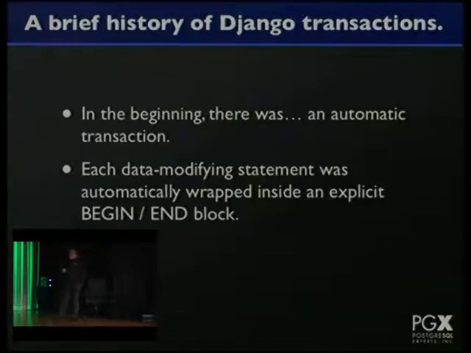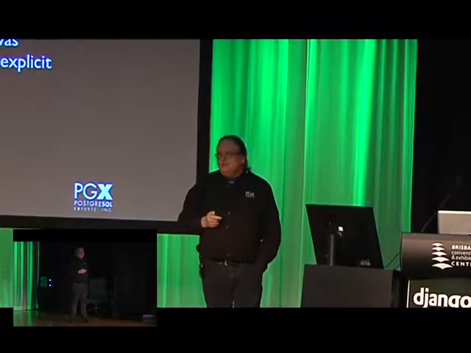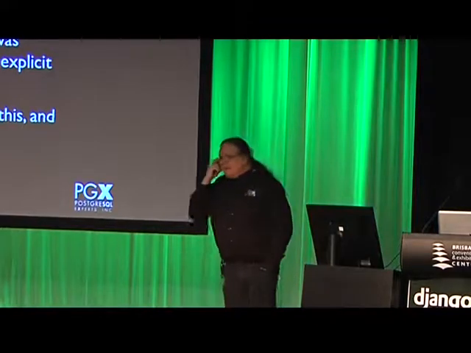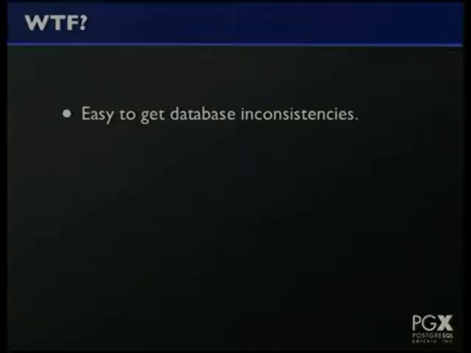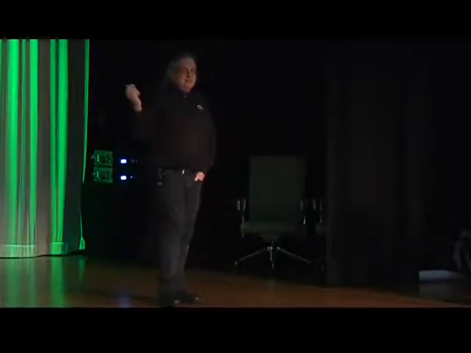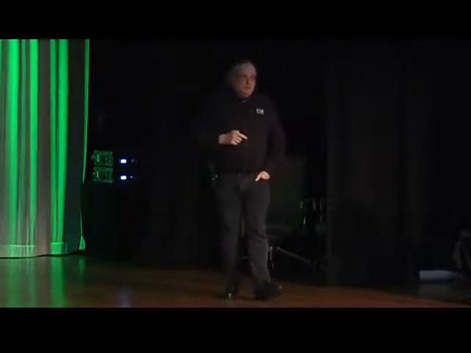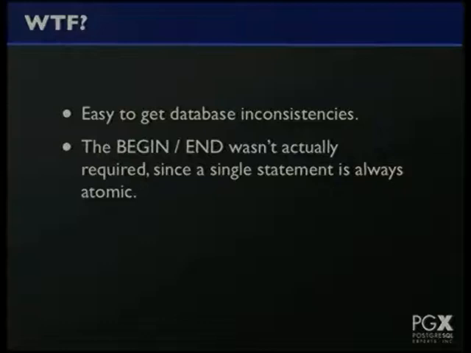Reading the docs, I think they were trying to get behavior that the SQL spec specified out of this. Not 100% sure what was going on here. And then everybody with database experience looked upon this and said, huh? Because it's really easy to get database inconsistencies this way. You do an update and then a second update, and there's a failure between them, and the first update's been applied and the second one hasn't, except there was some kind of foreign key relationship and now you're in trouble. Furthermore, the begin and end isn't always required, since a single statement in Postgres is always atomic. So you weren't actually getting anything for that. So okay, that kind of didn't work.